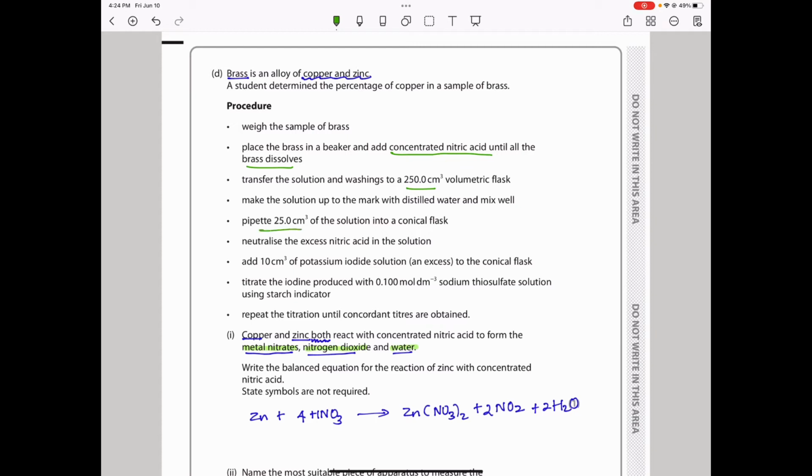Pipette 25 cm³ into a conical flask and then neutralize the excess nitric acid in the solution. Of course, next, add 10 cm³ of potassium iodide to the conical flask, which is going to be in excess. Titrate the iodine produced with 0.1 mol per dm³ sodium thiosulfate solution, using starch indicator, of course. Repeat the titration until concordant results or concordant titres are obtained.